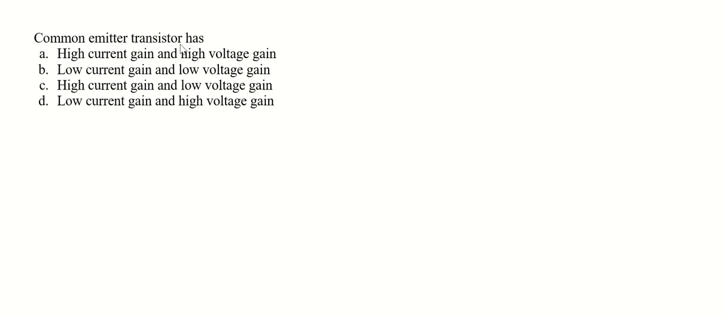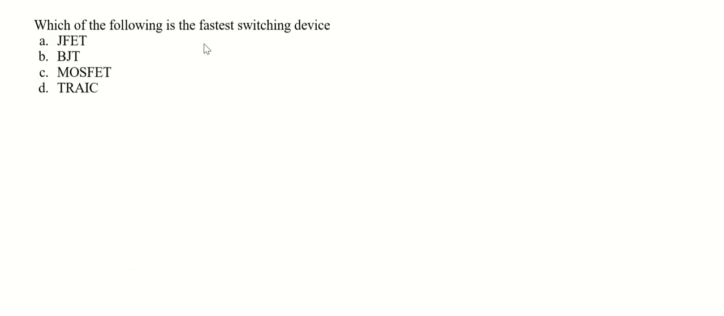The common emitter transistor has high current gain and high voltage gain. For this reason, this common emitter configuration is used in many circuits. Which of the following is the fastest switching device? It is a MOSFET.